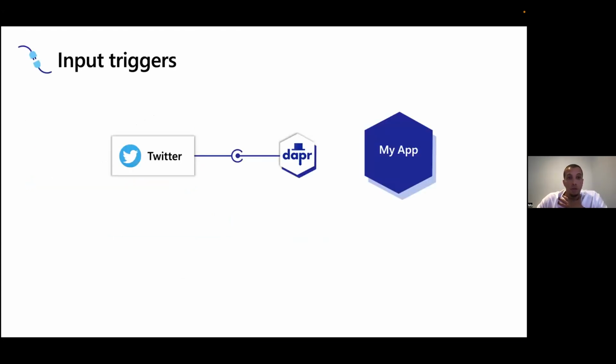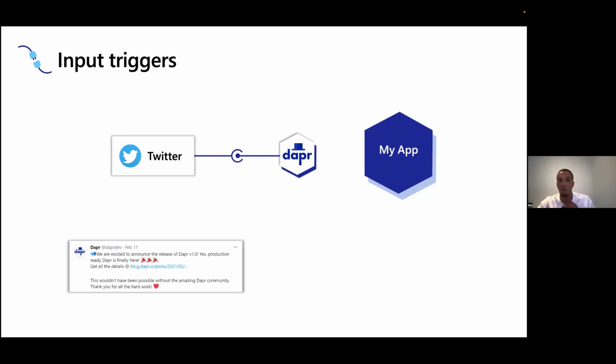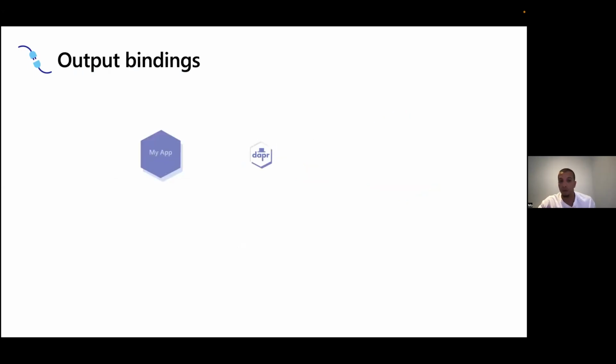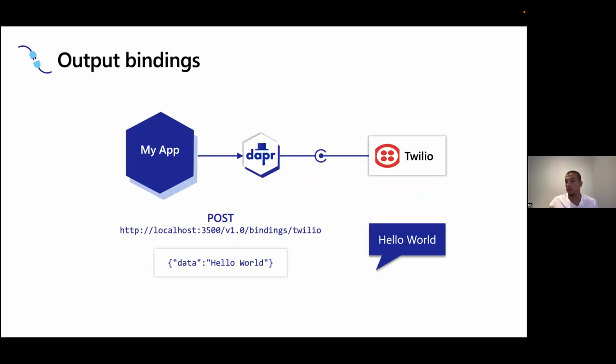Finally, a few things, the input triggers, before we go into the demo. Input triggers: I need my application to react to an event that is happening from the outside, for instance, Twitter, Kafka, Twilio, and so on. So that's the input triggers. And then the output triggers, or the output bindings, is exactly that, where I need my application to emit events to an external service.